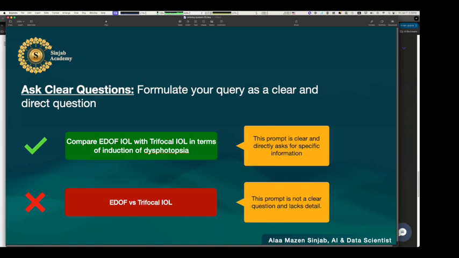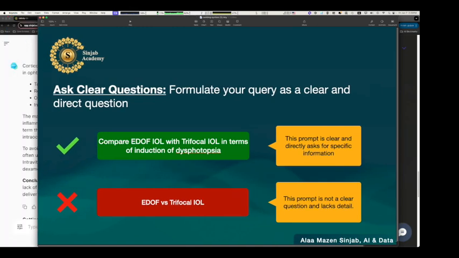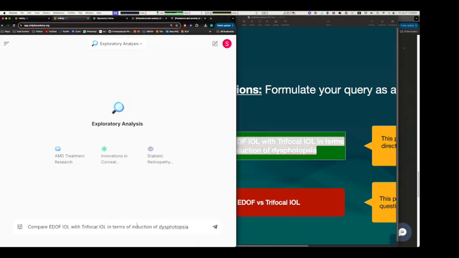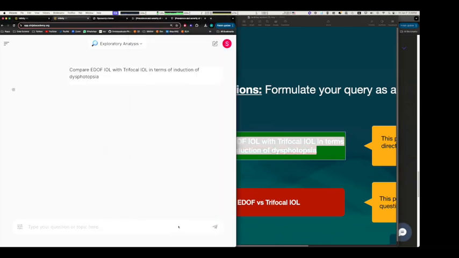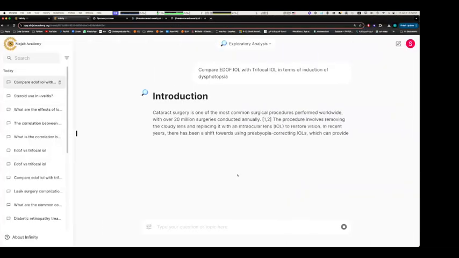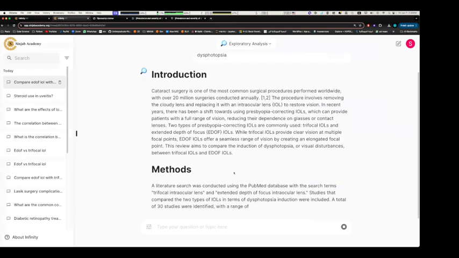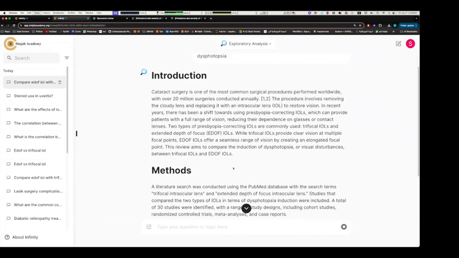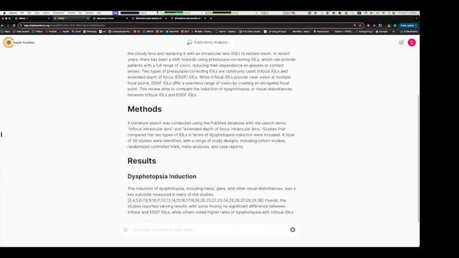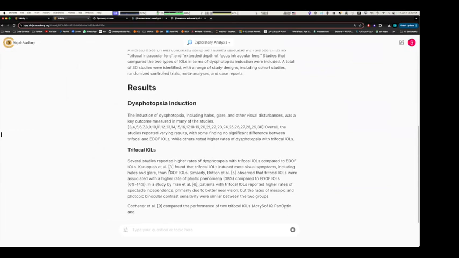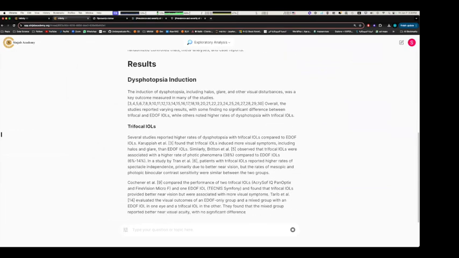Okay, let's copy this question and ask it to the explorer, please. Sure. Let's see. Is this the correct way to do it? Yes. Maybe it would have been better if I... yeah. It already knows now that EDOF is extended depth of focus. Okay. So it gives dysphotopsia induction, the trifocal. As you see, categories, and then subcategories.